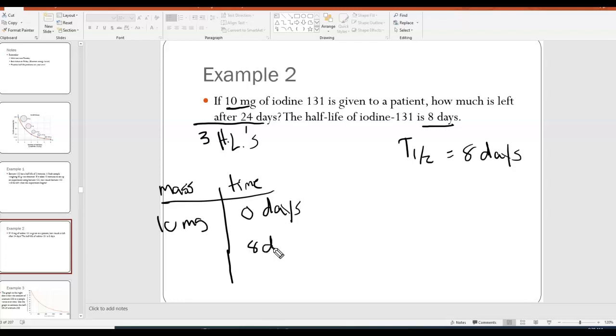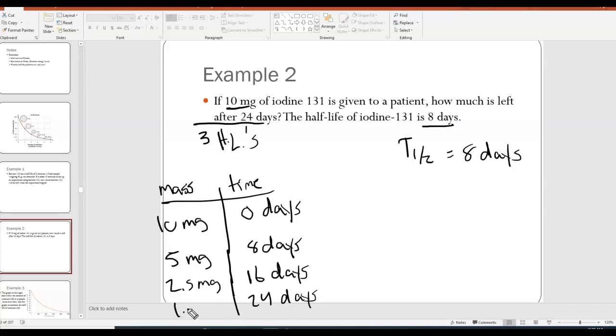After 8 days, that means after 1 half-life has passed, this is decreased by half of the original amount to 5 milligrams. After another 8 days, that means when you're at 16 days total, you decrease by half again to 2.5 milligrams. And then after one more half-life, half of 2.5 is 1.25. Okay, so the answer to the question is 1.25 milligrams of iodine-131 is remaining. Okay, so again, a very basic problem involving half-life.